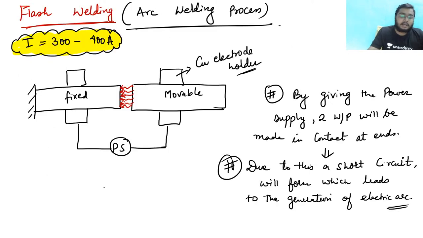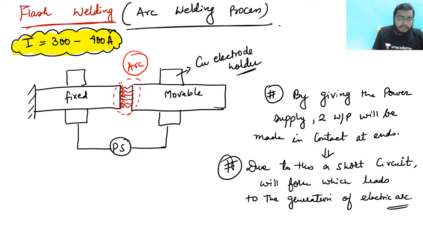So see, what is the difference? The main difference is that here the arc is produced. Clear? Always remember, here the arc is produced, and due to this arc we are doing the welding, and that is flash welding. Clear? So basically we are connecting with the power supply. You can use AC or DC, anything, but generally we use rectifier things to enlarge the power supply.